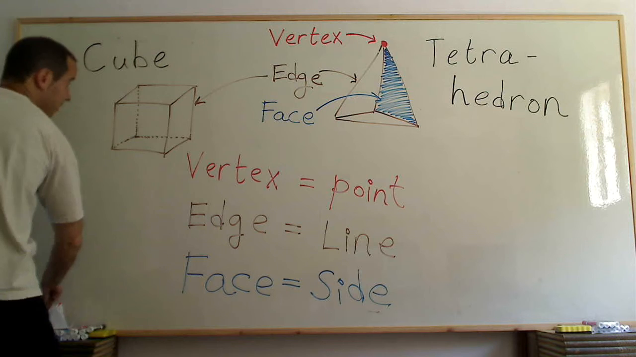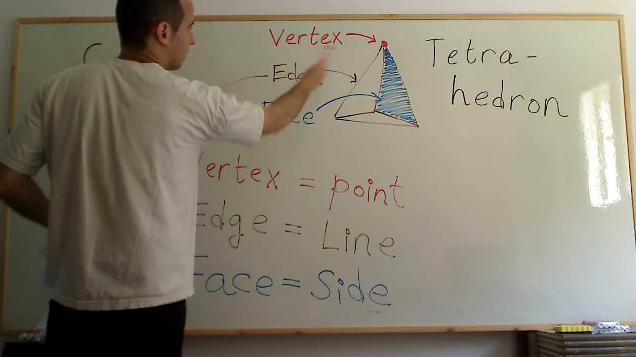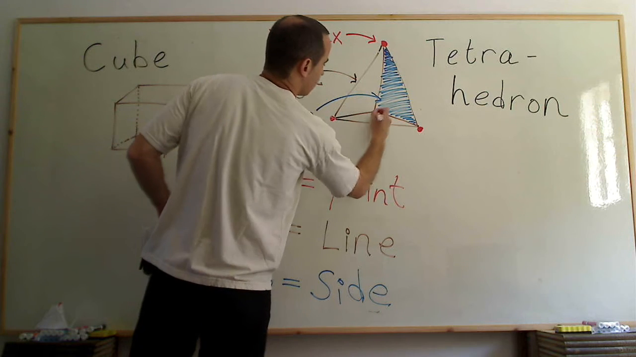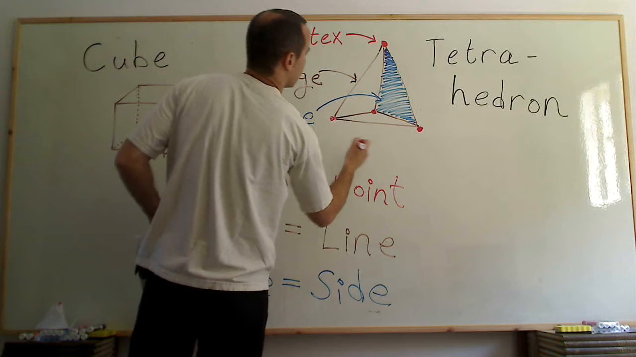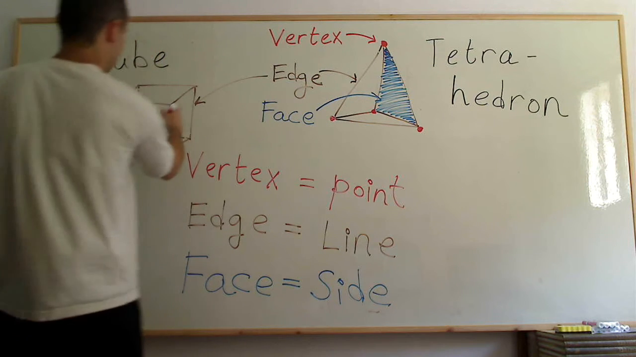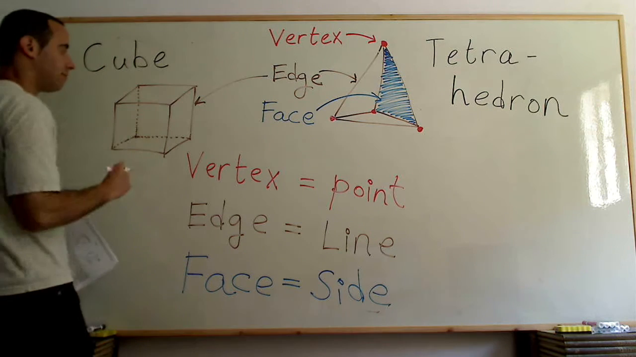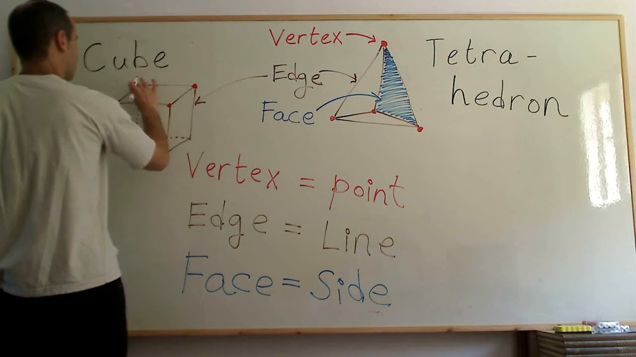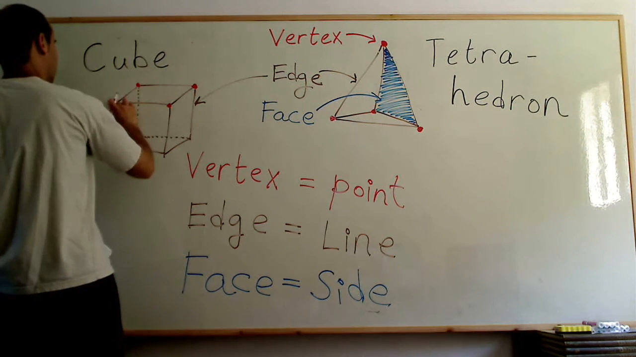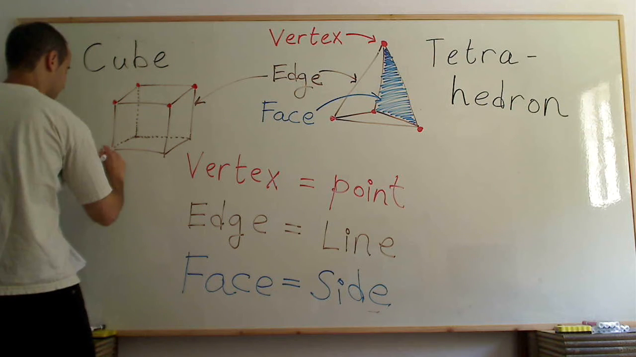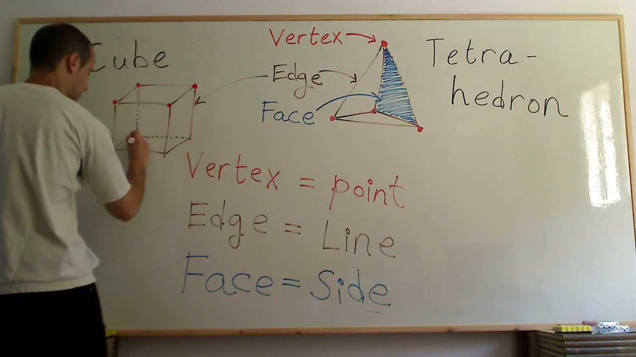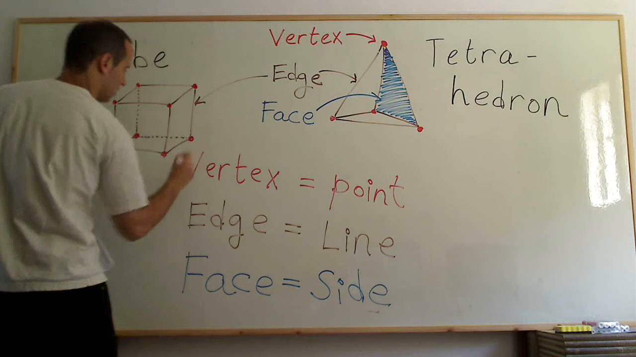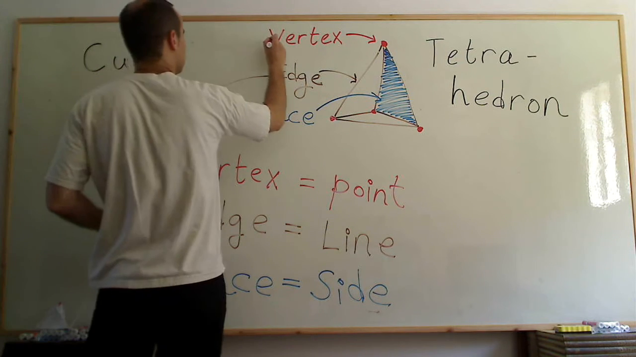How many vertices? One vertex. Like here also there's one vertex, and vertex, and vertex. And how many vertices does a cube have? Let's count. 1, 2, 3, 4, 5, 6, 7, 8. So a cube has 8 vertices.